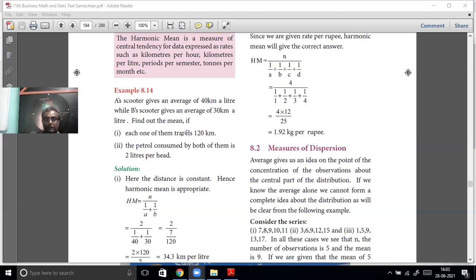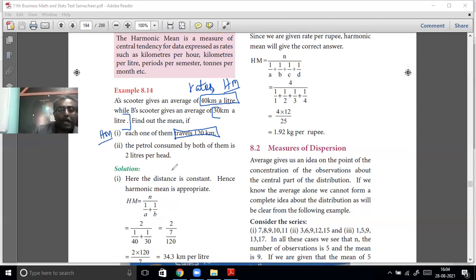Each one of them travels 120 kilometers. That means the rates apply, 30 kilometers per liter. Whenever there are rates, better to take what? Harmonic mean, not arithmetic mean. Rates வரும்போது எடுத்துக்கணும். Kilometers per liter, kilometers per hour, அதெல்லாம் வந்து harmonic mean. அதனால இதுல வந்து harmonic mean கண்டுபிடிக்கணும்னு அர்த்தம்.